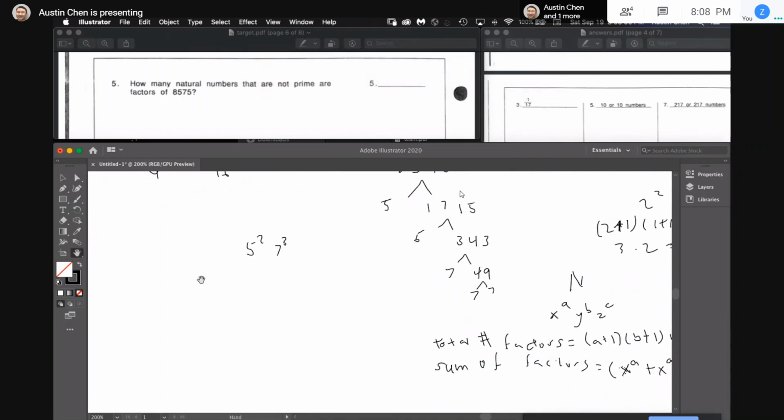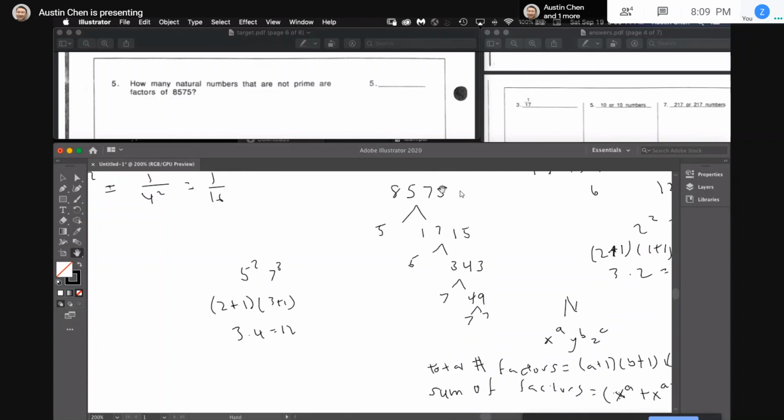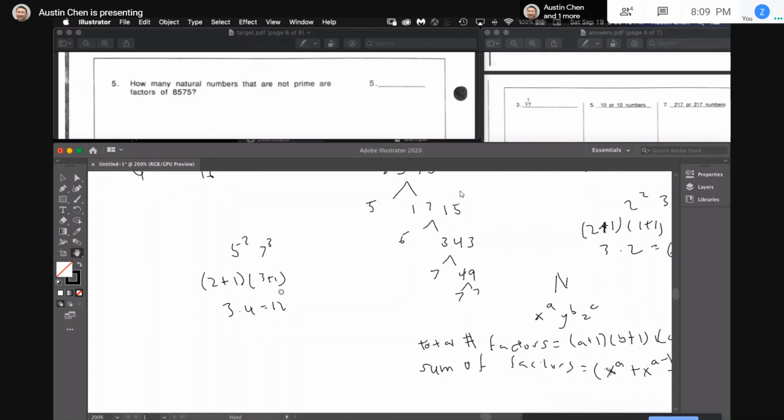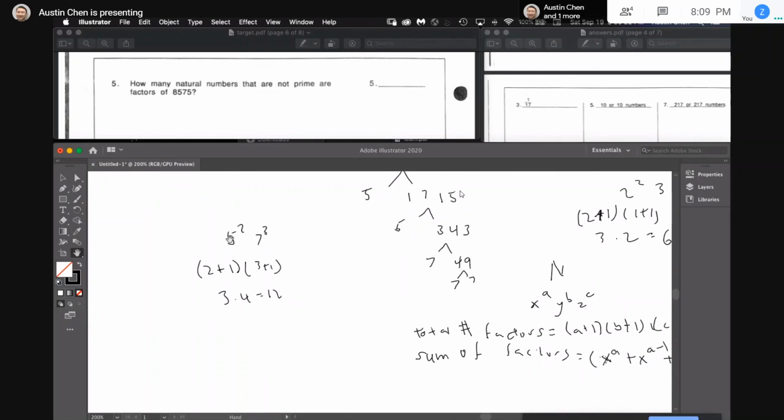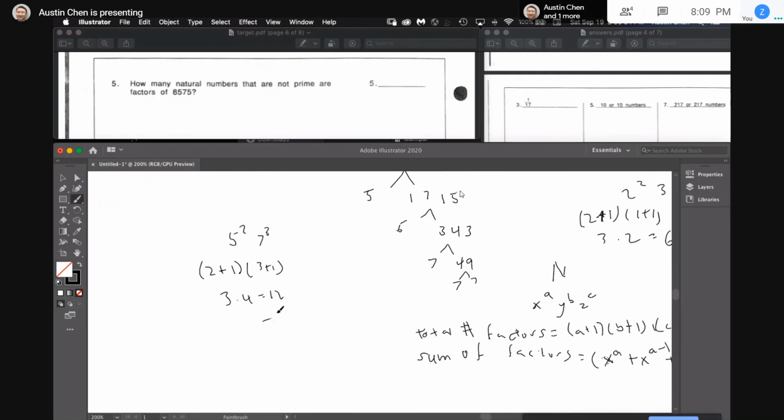So the total number of factors is going to be this exponent plus 1 times this exponent plus 1. So that's 3 times 4, 12. That seems a little bit deceiving, that this big of a number only has 12 factors, but it does. So this is the total number of factors that it has. And then we want to find the total number of factors that are not prime. We have 2 different prime factors, right? So we minus 2 from that, and you get 10, and that's our answer.